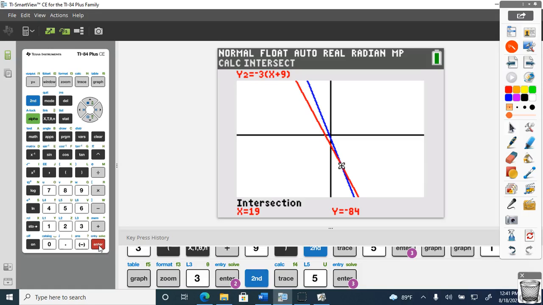19 negative 84. Now, on 1 through 12, or I should say 4 through 12, I needed both the x and the y. Do I need both the x and the y on these? No, because I only have one variable that I'm looking for, right? You got your equation on.